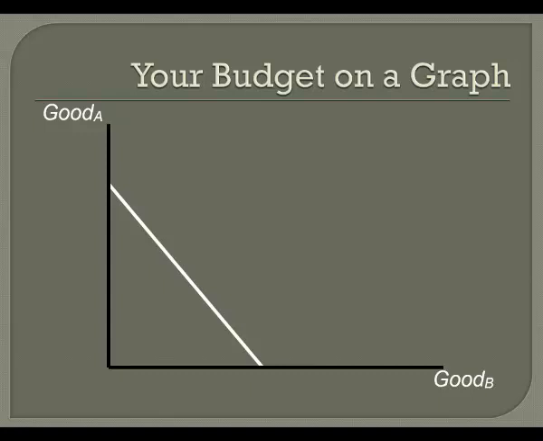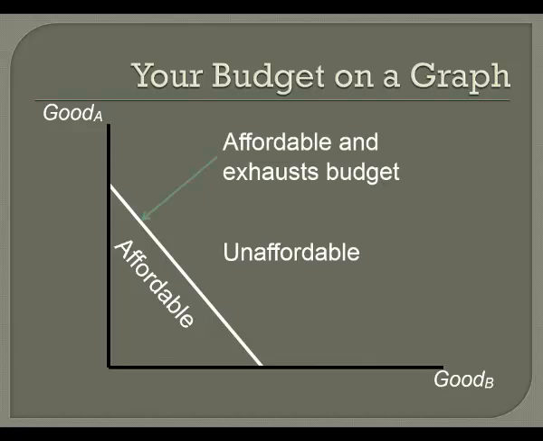So what I want to do is draw a graph of the budget, and it looks a whole lot like an indifference curve for perfect substitutes. So we have two goods, and we have this downward sloping straight line, and that line is basically representing our budget. Everything below that line is something we can afford. We have enough money to buy that stuff. Everything above that line is unaffordable. It's not feasible. We don't have enough money to go out and get that thing because it's beyond our grasp. And everything on the line is affordable and it exhausts the budget.